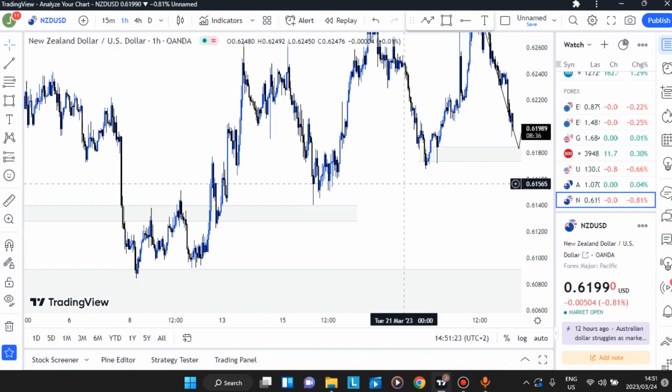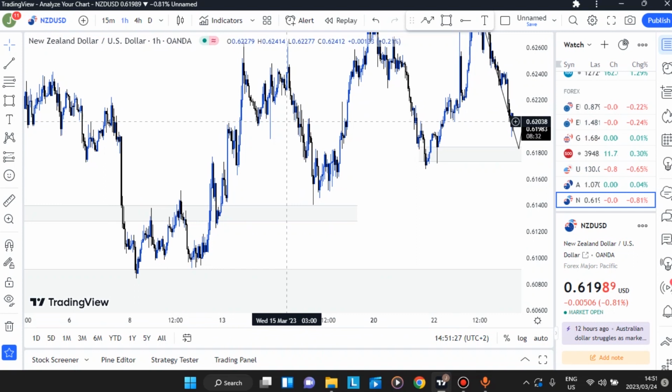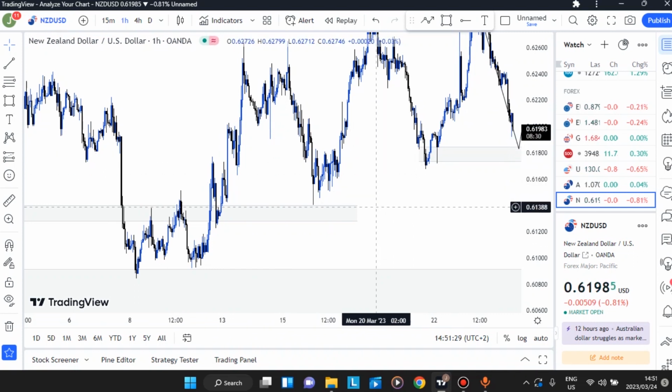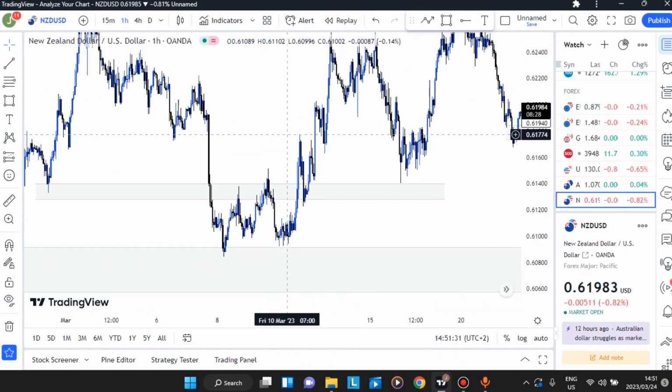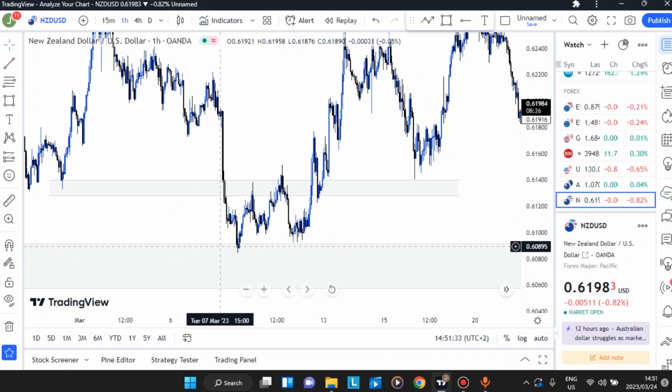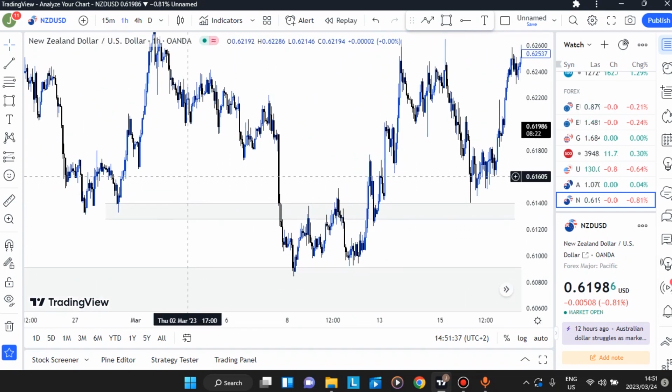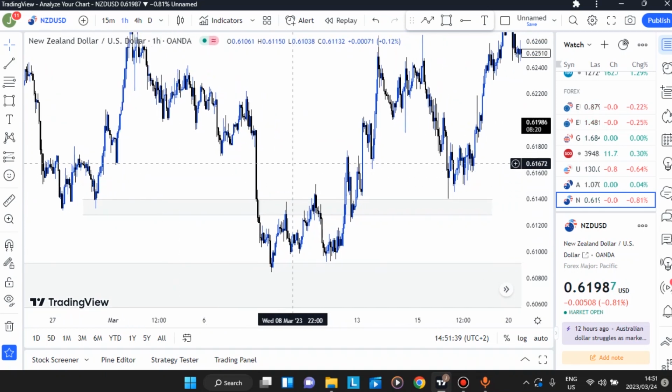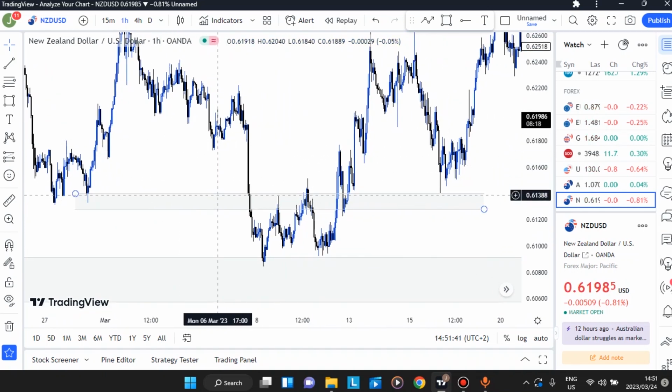Okay, now let's look at this New Zealand dollar chart. What can we see here? We saw the market react on a significant order block here, and then the market started pushing to the upside. Let me go ahead and get rid of this.